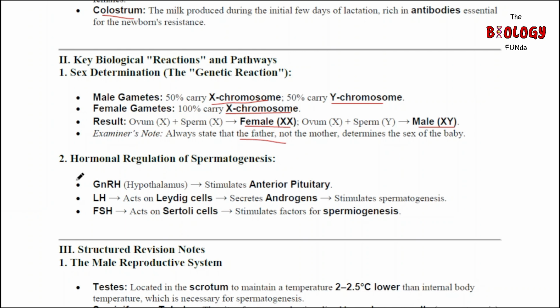Next is hormonal regulation of spermatogenesis. Now gonadotropin releasing hormone which is produced by hypothalamus stimulates the anterior pituitary. Anterior pituitary releases two hormones, luteinizing hormone and follicle stimulating hormone. Luteinizing hormone acts on Leydig cells, follicle stimulating hormone acts on Sertoli cells. Now Leydig cells secrete androgen which stimulates spermatogenesis, while Sertoli cells secrete factors for spermiogenesis.